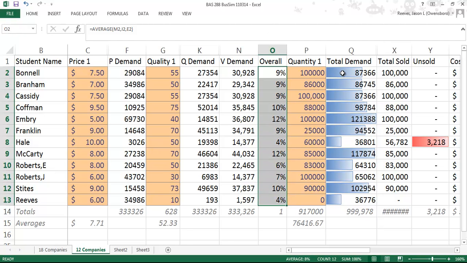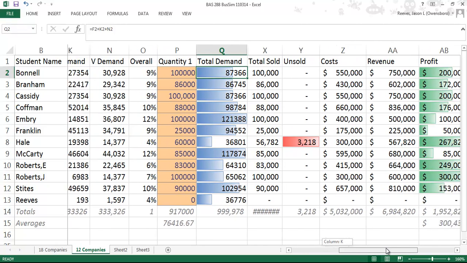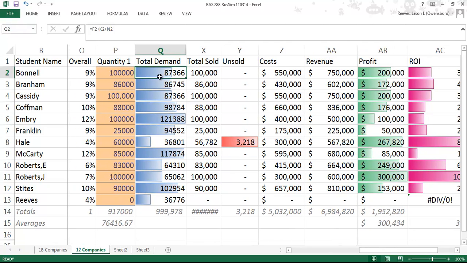So this sort of leads you right into here. Let's go ahead and scoot on over. The demand is really based upon the price and the quality. If someone sees your low price or high price, or low quality or high quality, that drives the demand. So we can start looking at the results to see who had the highest demand. And this would be the Embry Company, and they had a demand of 121,000 units.